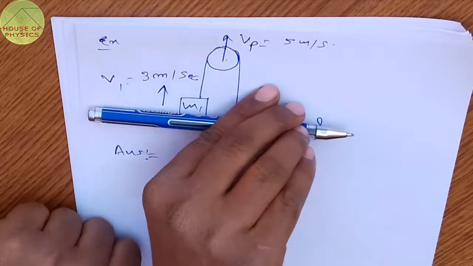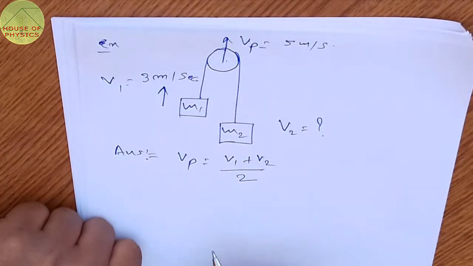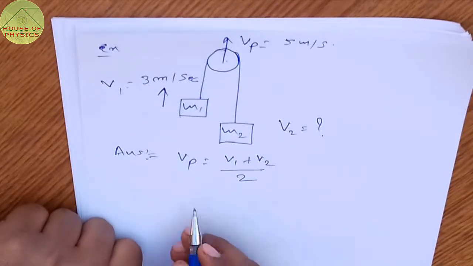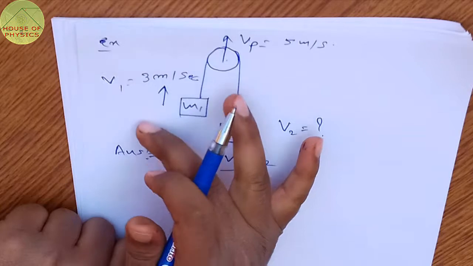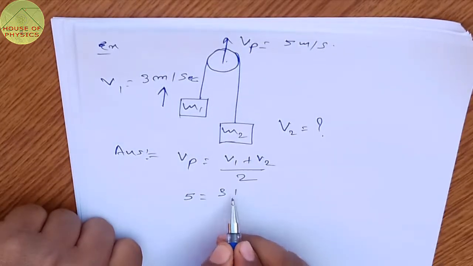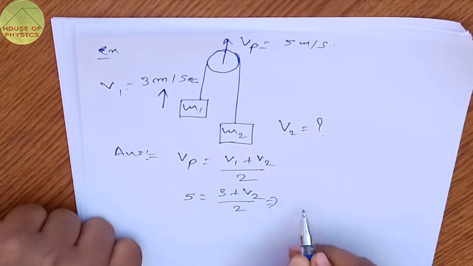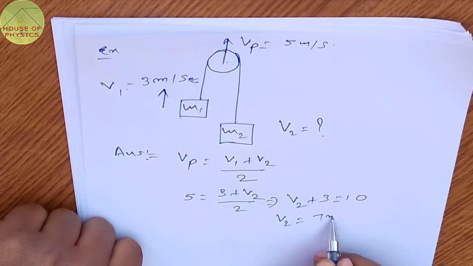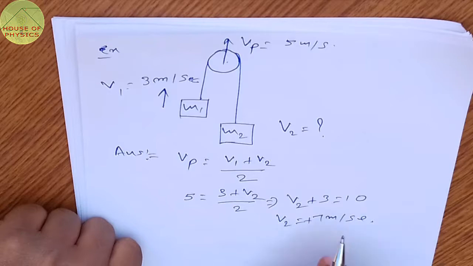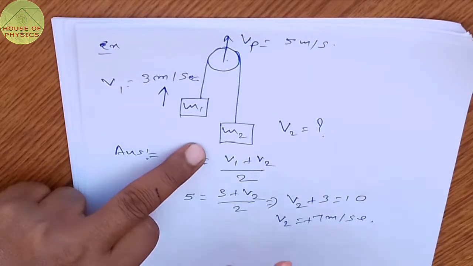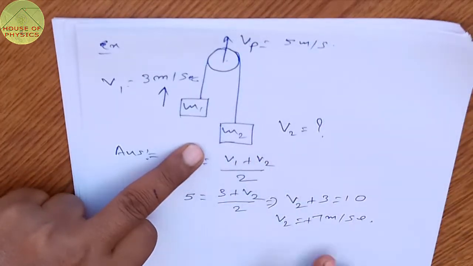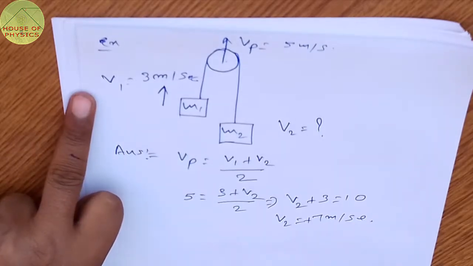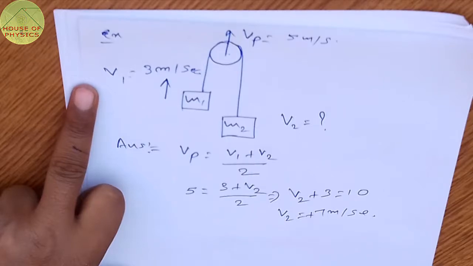Now I am taking upward direction as positive. If I am taking upward direction as positive, it means Vp is moving in upward direction, so this is plus 5 is equal to V1 is moving in upward direction, so this is plus 3 plus V2 by 2. Solving, V2 plus 3 equal to 10. This is V2 equal to 7 meter per second, that is coming with plus sign. This plus sign indicates that this block is also moving in upward direction. I hope this concept would be clear to identify the various issues.